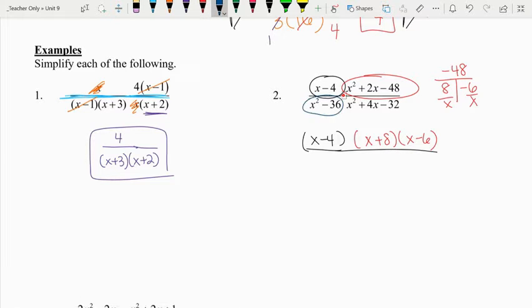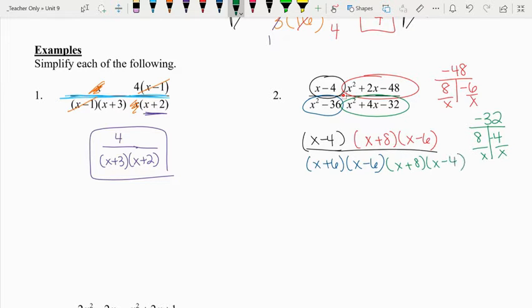The bottom left is the difference of squares. So take the square root, one's a plus, one's a minus. And then our bottom right, another t-chart. First times last is negative 32. What multiplies to negative 32 and adds to 4? That would be 8 and negative 4. So we have x plus 8 and x minus 4.